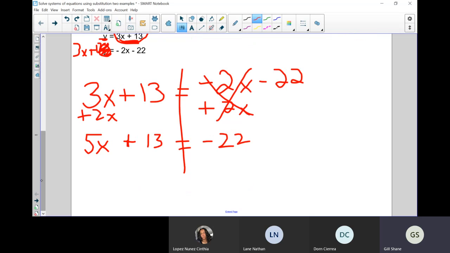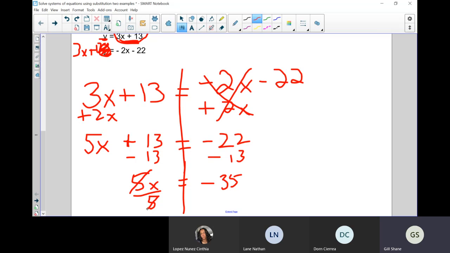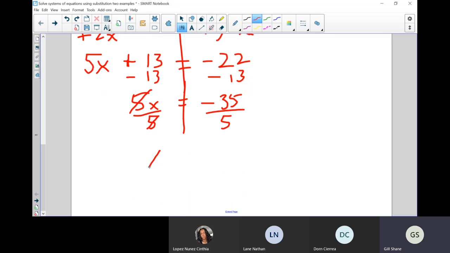All right, well, now I need to solve for x. I need to get x all by itself. So I just do the same steps I just did in the equation up above. Subtract 13, subtract 13. And I get -35 equals 5x. Last step, we divide by 5. We do not divide by 5x, we only divide by 5. So now I get, let's say, x equals -7.